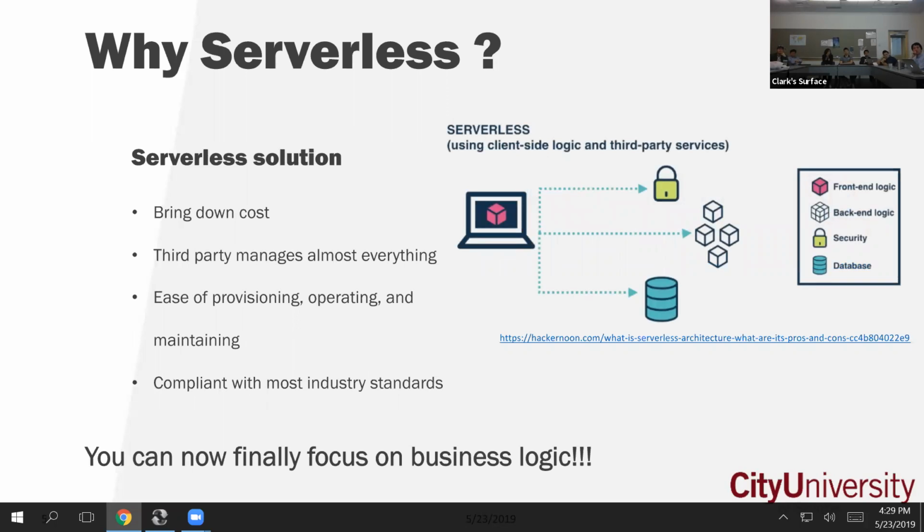Okay. So again, why serverless? Because again, it brings down the cost, usually 1/10 of the cost of maintaining your own. And aside from that, it frees up resources for the company so that the company can focus on their business logic. Okay. It has the ease of provisioning, operating, and maintaining.